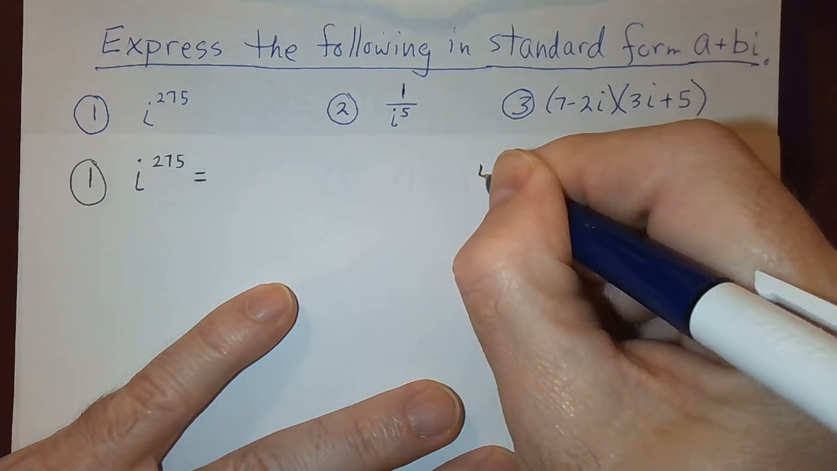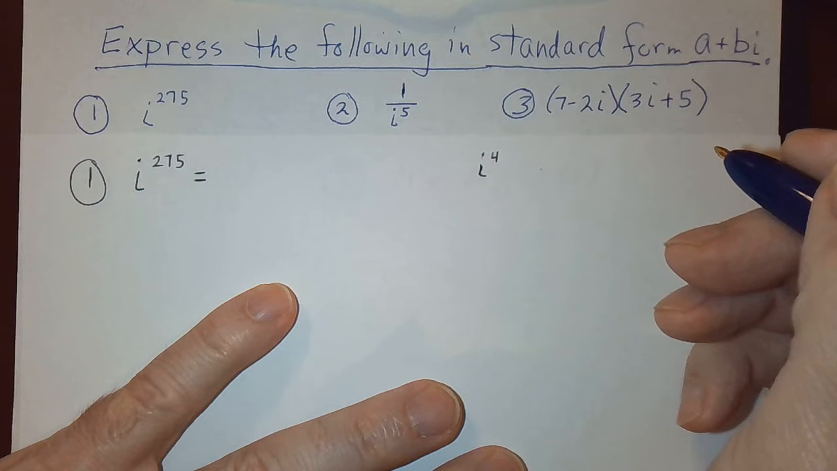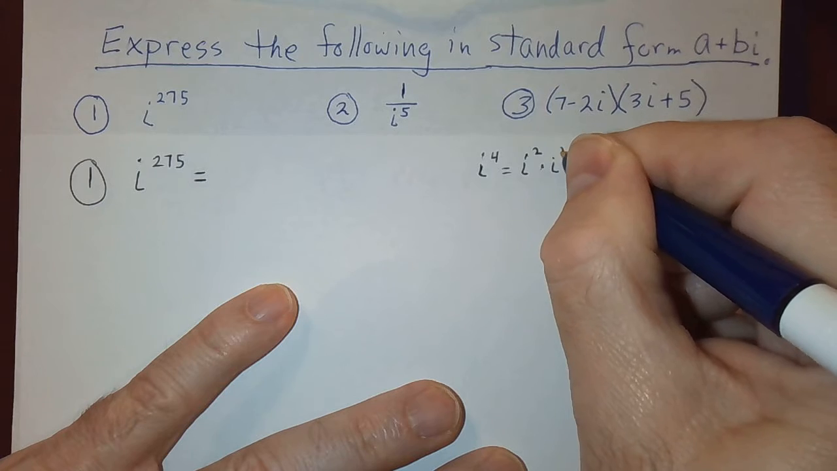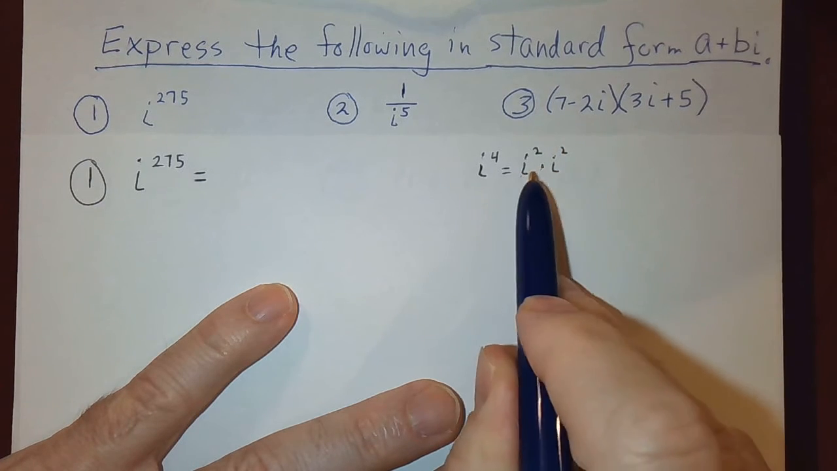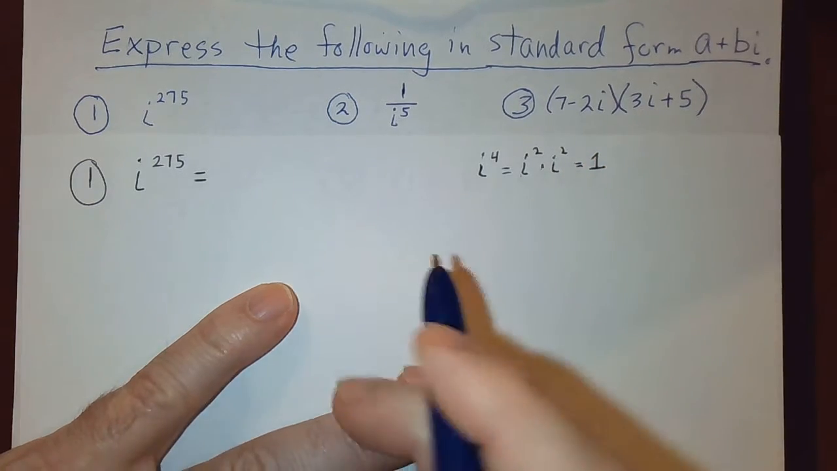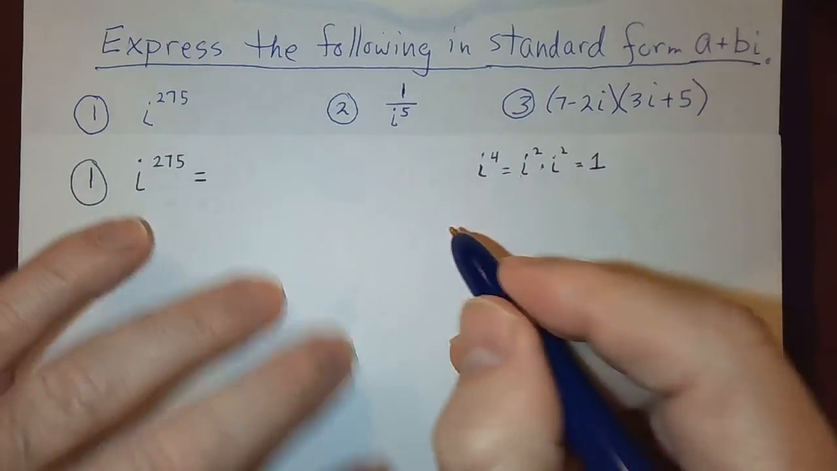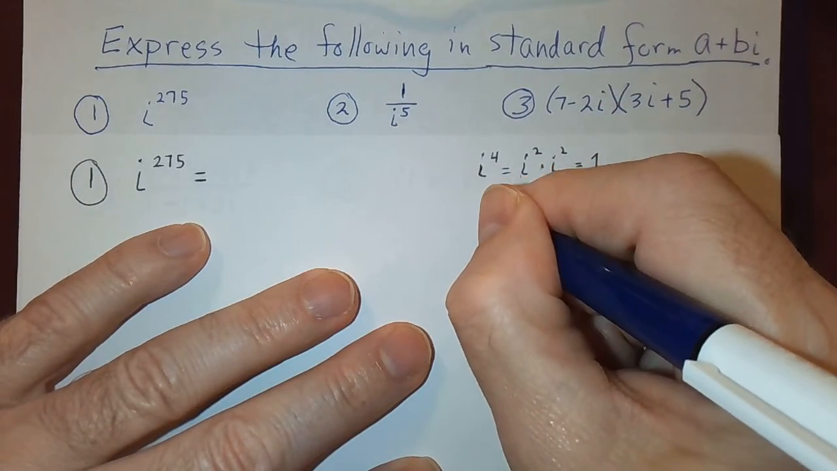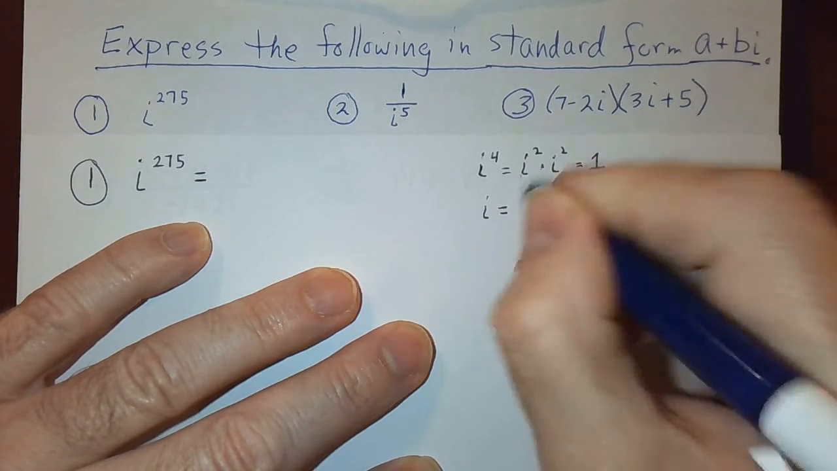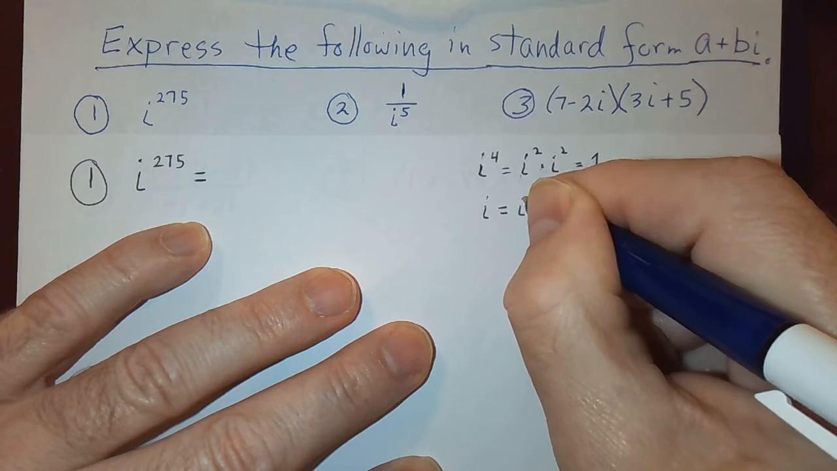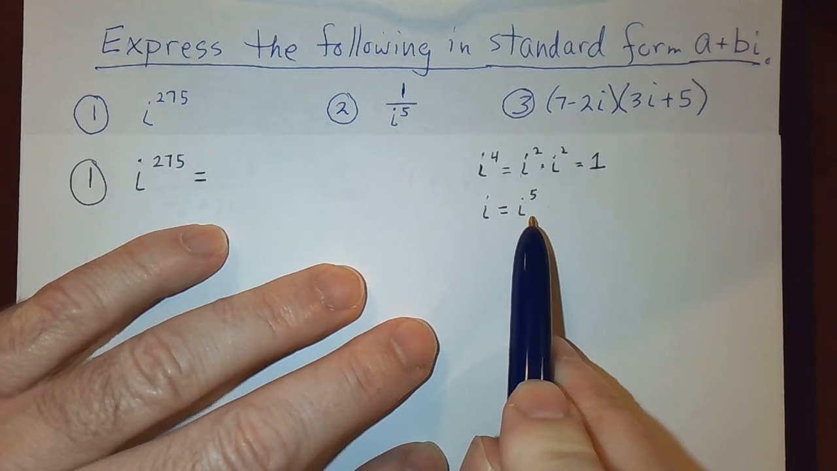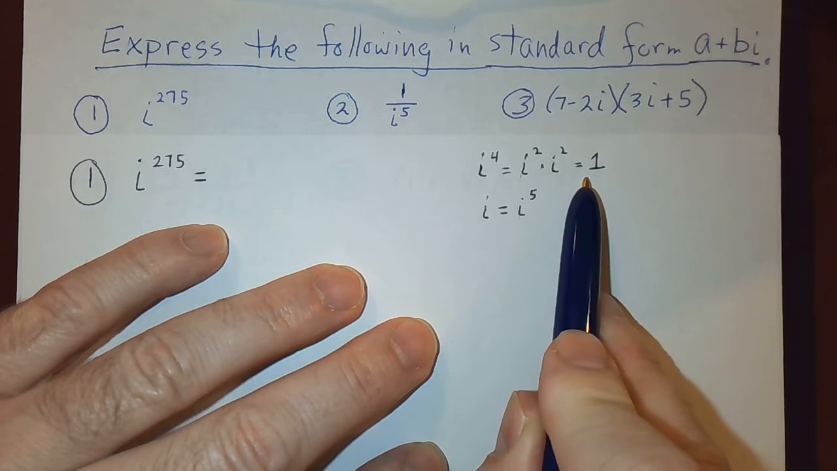i to the 4th power is equal to, I'll break it down into i squared times i squared. i squared is negative 1. Negative 1 times negative 1 is 1. So, just as another example, if we take i, which is i to the 1 power, if I add 4 to it, I get i to the 5th. And that's equal, because i to the 5th is i to the 4th power times i. But i to the 4th power is 1.